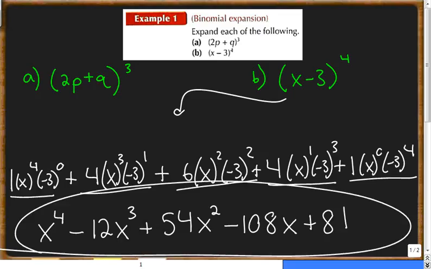So it can actually be a lot easier if we have to do a huge expansion to think using Pascal's triangle, instead of having to keep going through and multiplying term by term by term, we can understand the pattern and follow it from there.